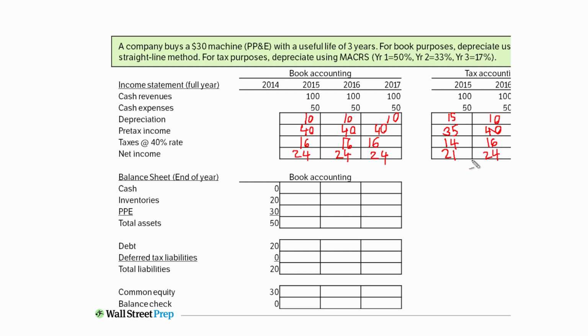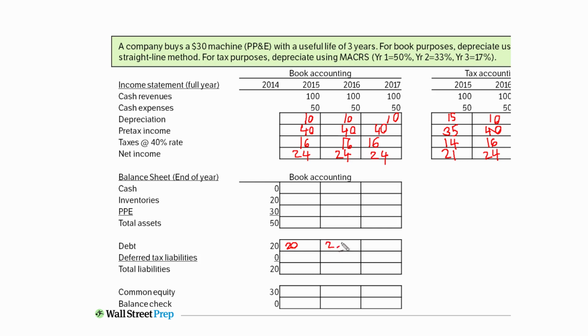Okay, so we have different net incomes now. And now we turn to the balance sheet. And this is where hopefully it becomes clear why we recognize a deferred tax liability. So let's start with the easy stuff. The easy stuff is, we had debt. Nothing has changed with debt. So let's fill that out as 20.